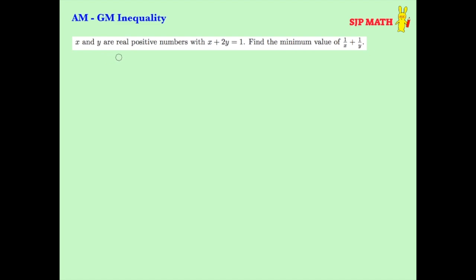So let's first multiply this expression with this expression. So 1 over x plus 1 over y times x plus 2y. The question states that x plus 2y is equal to 1. So 1 over x plus 1 over y times 1 is equal to just 1 over x plus 1 over y.